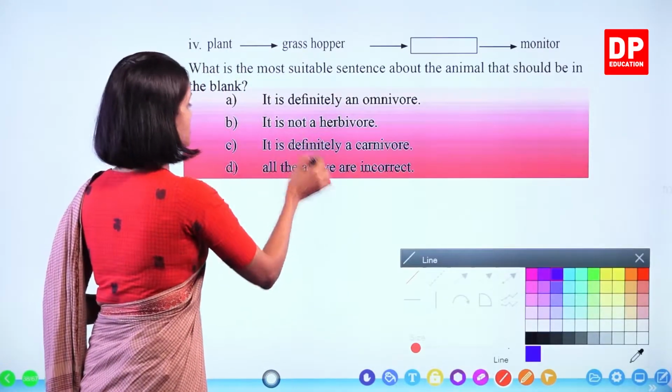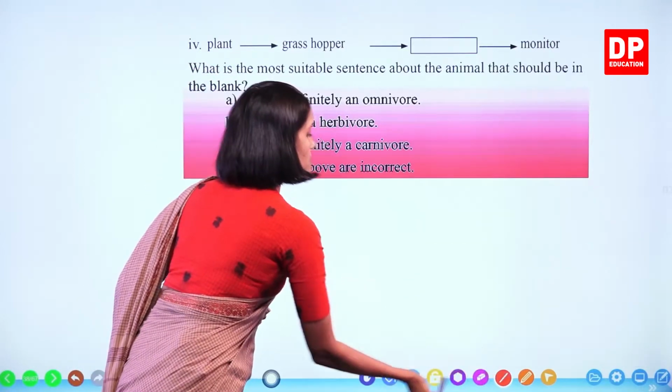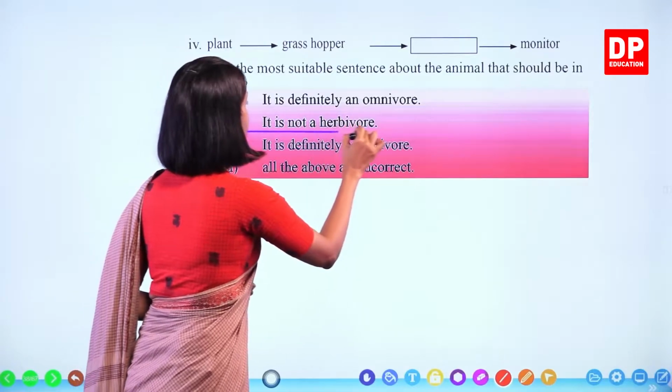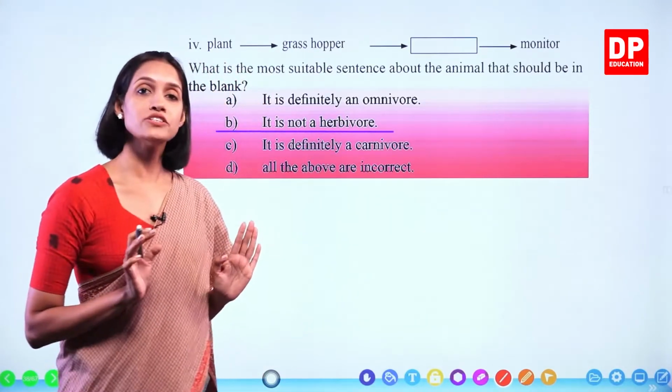Therefore, this is the answer. It is not a herbivore. Right, children?